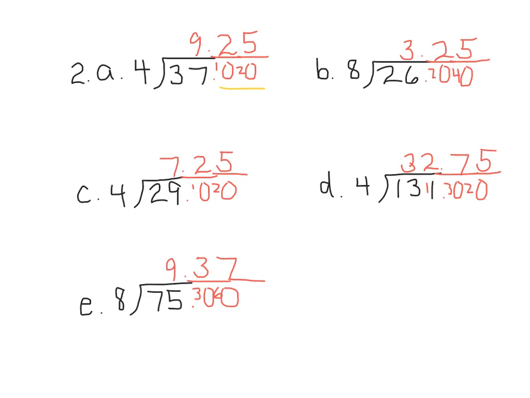Looky there, I'm going to annex a third 0. 7 times 8 was 56. That meant I had 4 left over from here. So I'm going to put that 4 in front of my next annexed 0. And 8 goes into 40 5 times. 5 times 8 is 40. No remainder. I'm done.